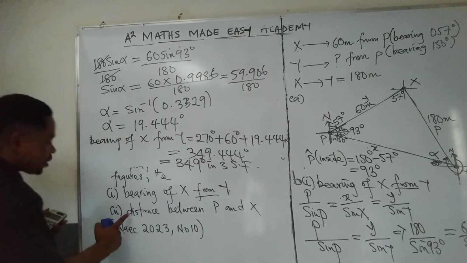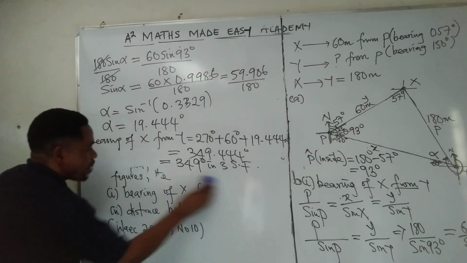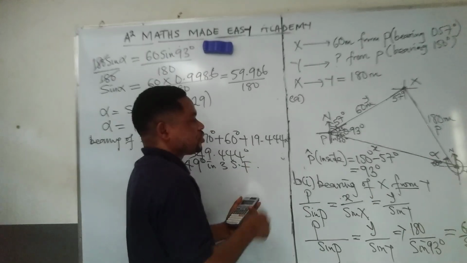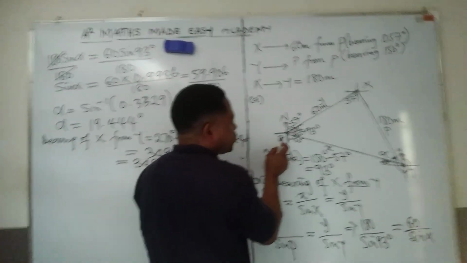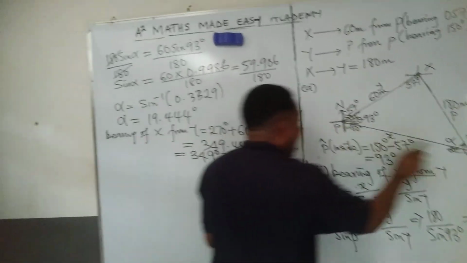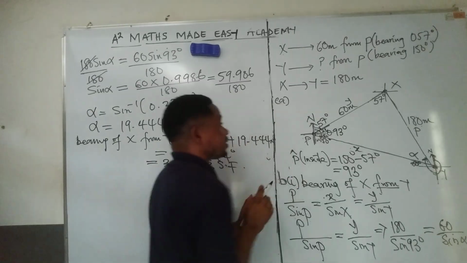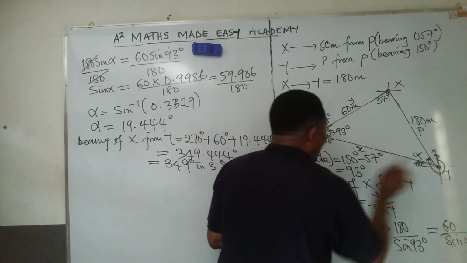Don't forget, the last question says we should find the distance between P and X. Now let's go back to the diagram again. This is P, and this is Y. So it is the distance between P and Y, not P and X, because P and X is already given at 60 meters. We are looking for the distance between P and Y, and we don't know it.